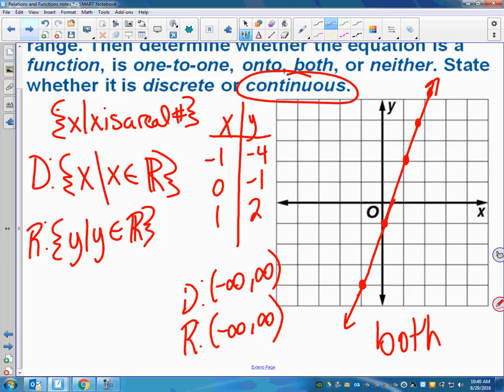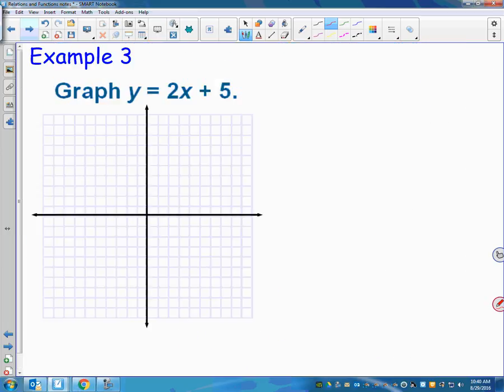All right. So you try this one. If you haven't already, I know you like to jump ahead because you're so excited about graphing. See if you can graph this and answer those same questions about the domain and the range, 1-to-1, onto, both, neither, continuous, discrete. Ready to go. Use the XY chart if you need to.